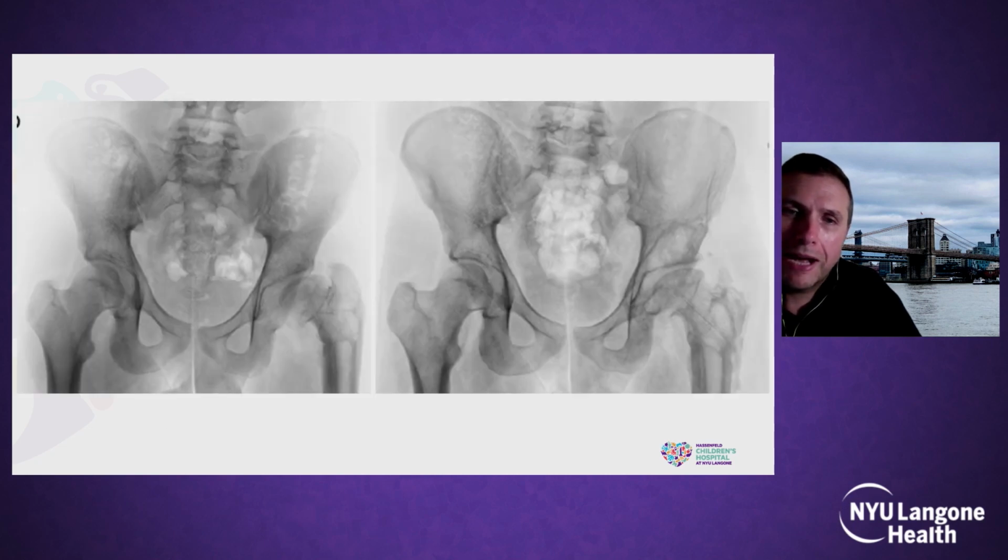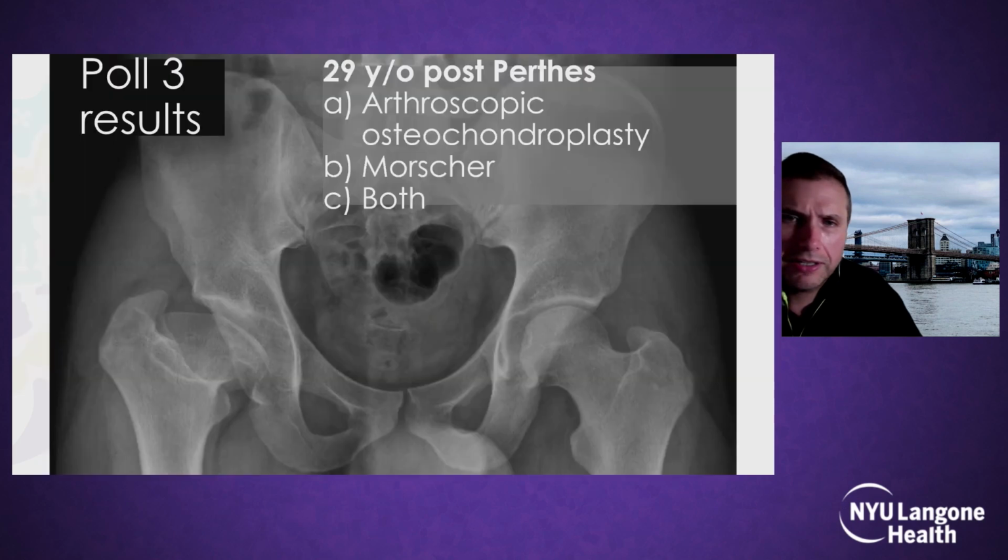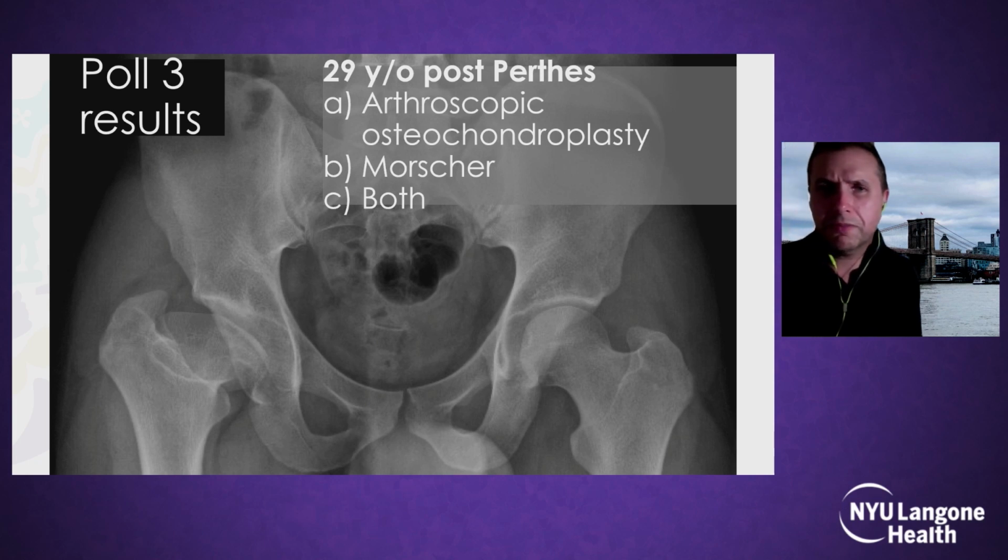So to go back to the poll question, if we did get it up for this last case, this 29-year-old with the three options, well, this is for the last poll. Do we have the results for this poll? The post-Perthes one? Morscher. Excellent. So most people would do a Morscher without the arthroscopy.